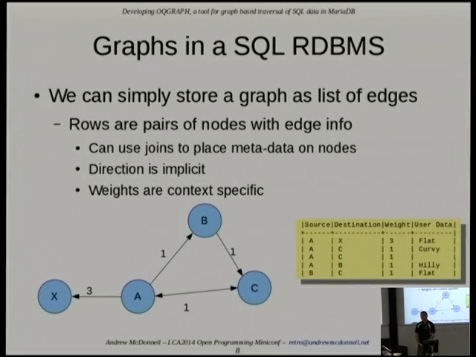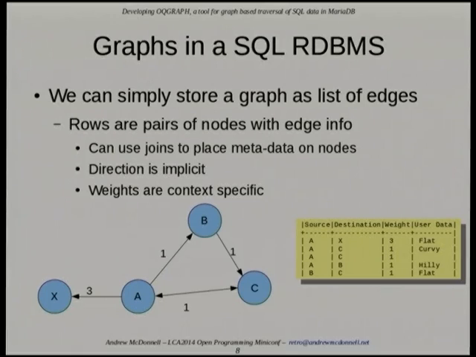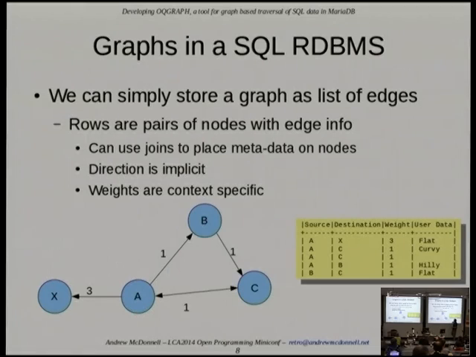So if you have a graph, it's a collection of nodes. For example, we've got A, B, C, and X as our nodes, and there are links between them. How can you store that in a SQL database? Well, pretty simple. You just have one row in the database that describes each connection in the graph. So here we've got a link between A and X, so that's one row in the database from A to X. It has a weight. The direction is implicit. It's situational, depending on what you're doing.